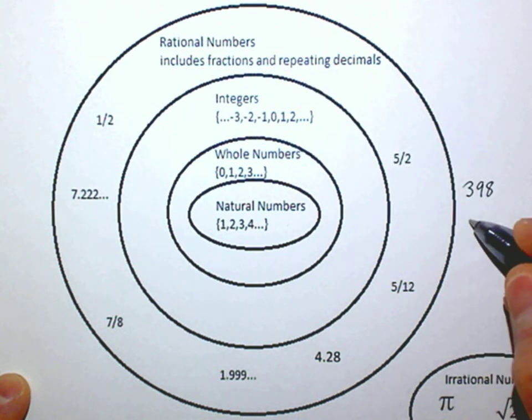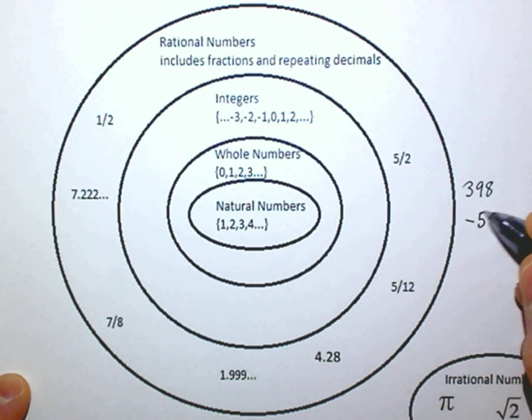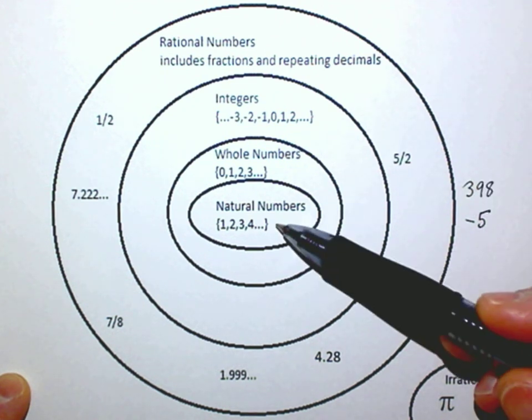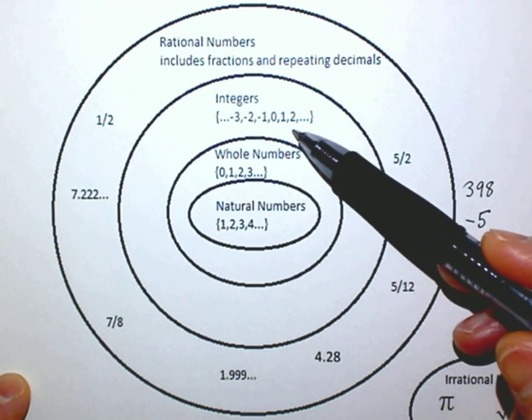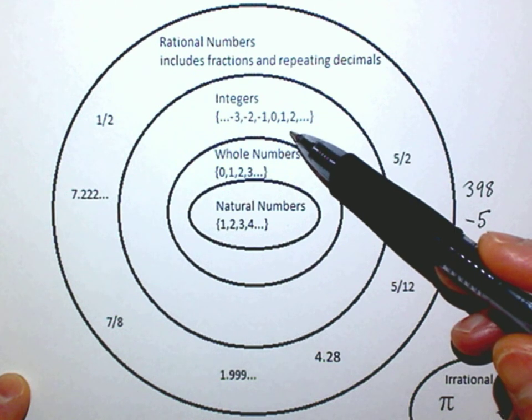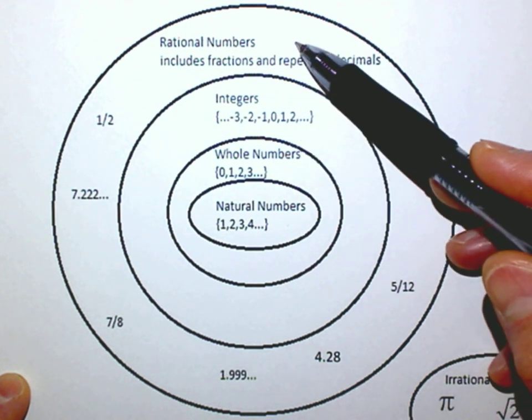How about the number -5? Well, we can't put -5 in here or here because this does not include negative numbers. -5 is an integer, and it's inside the bigger circle of rational numbers.